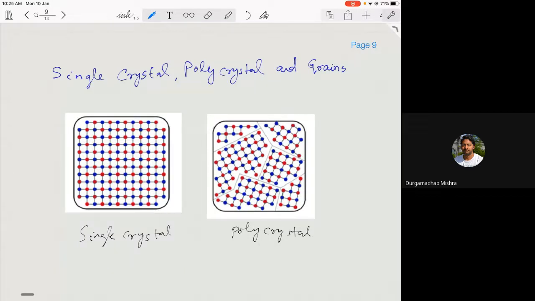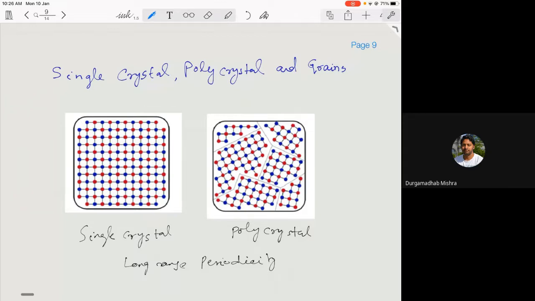Clearly, throughout the material, both have long range periodicity. Long range periodicity is present in both single crystal and polycrystal. But in a single crystal, throughout the material, the arrangement of atoms or the lattice is always regular. Wherever you go, it looks exactly the same.